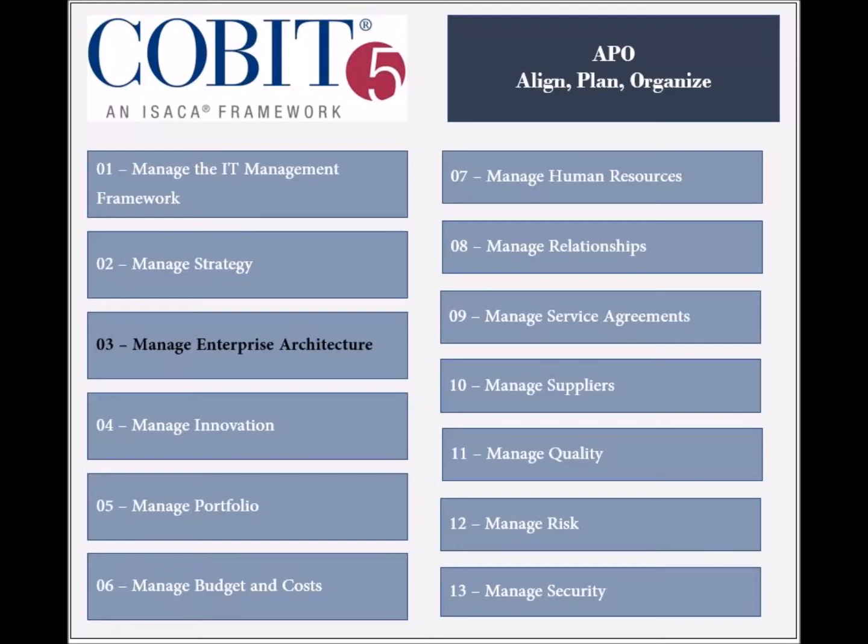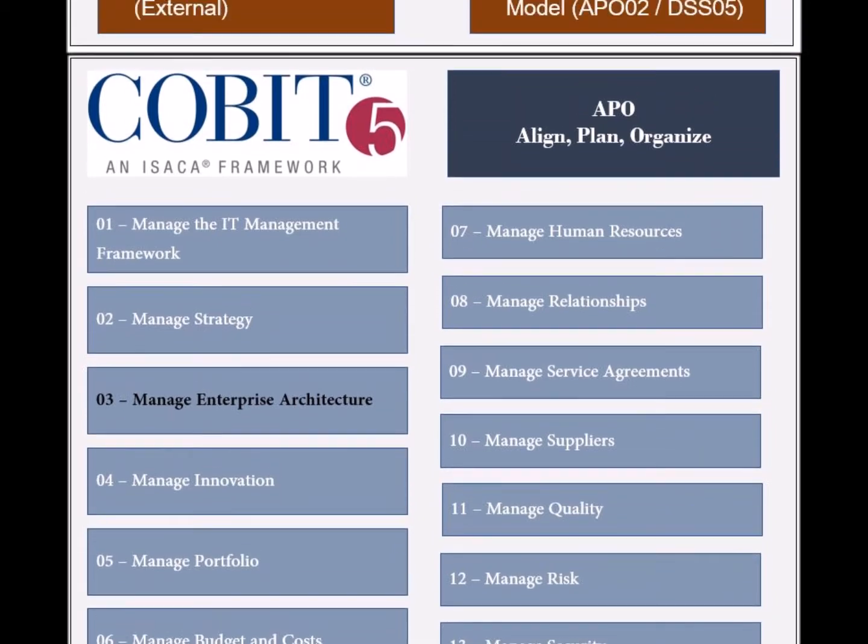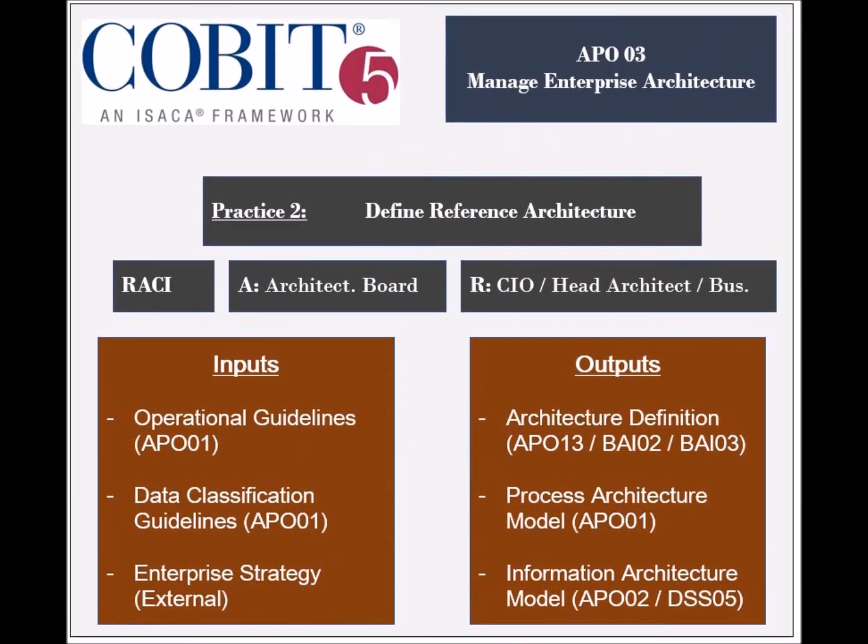The third process of the Align, Plan and Organize domain, called Manage Enterprise Architecture, has 5 practices. The second practice is to define a reference architecture. From a RACI charts perspective, the entities that are responsible for this practice include the Chief Information Officer, the Head Architect, and the business executives. The entity that is held accountable is the Architecture Board.